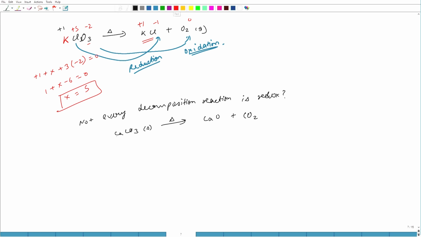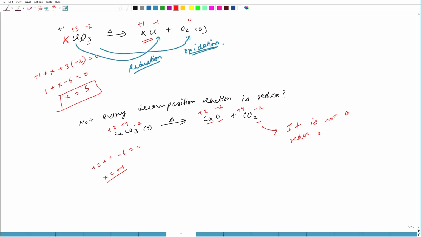If I calculate for calcium, we know it belongs to group 2, so +2, oxygen is -2. For carbon, +2 + x - 6 = 0, x = +4. In the products, calcium is again +2, oxygen is again -2, carbon is again +4. So, calcium has an oxidation number of +2 in the reactant as well as +2 in the product, carbon has +4 in the reactant and +4 in the product, and oxygen has -2 on the reactant side and -2 on the product side. That means it is not a redox reaction.